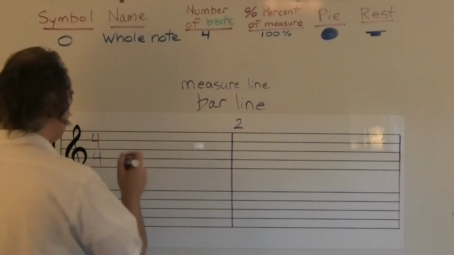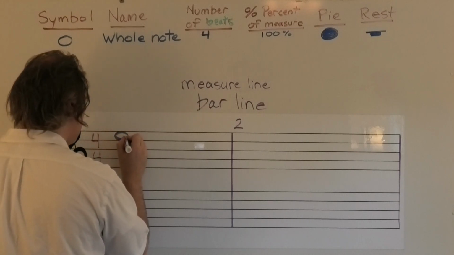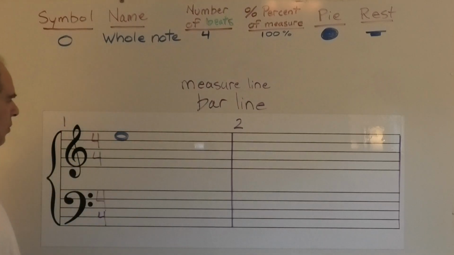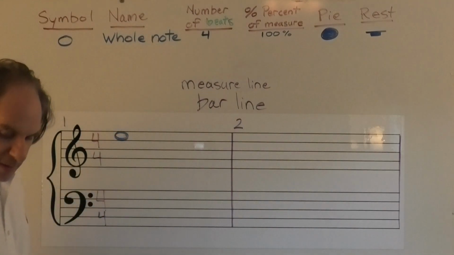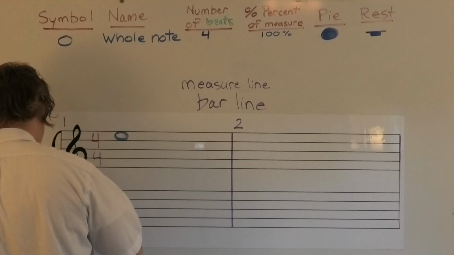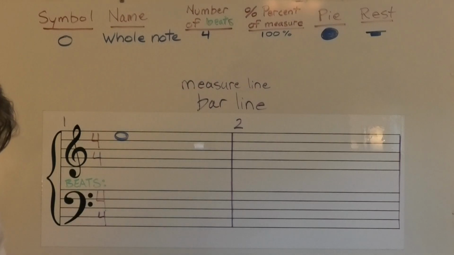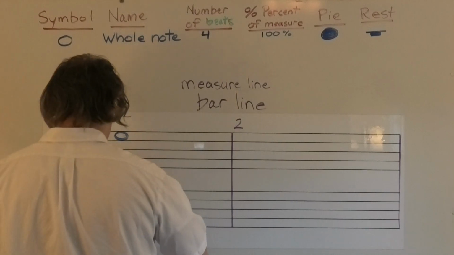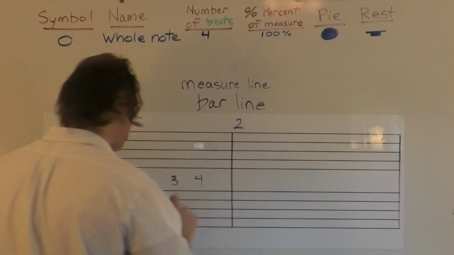We'll draw a whole note. That's a whole note. I drew it a little bit thick, but it has a hole in it. And it lasts for 4 beats, so we'll write in the beats. Everything I write down, you go ahead and write it down. Beat 1, beat 2, beat 3, beat 4.